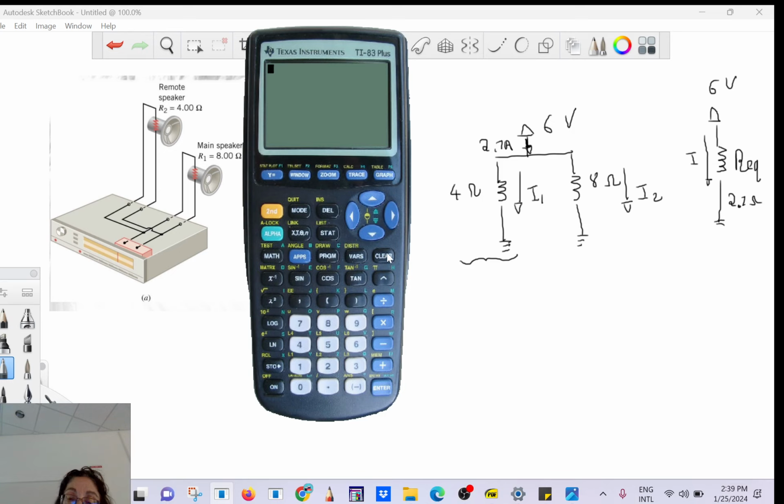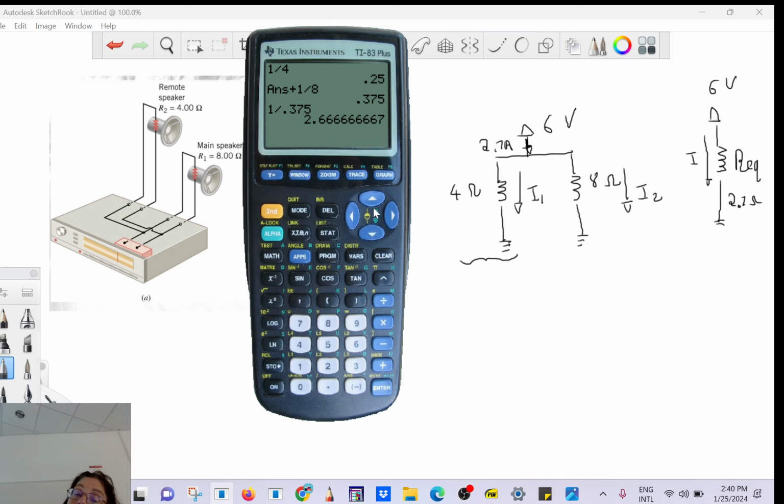So you have two resistances here, 4 and 8. So you do 4 to the minus 1. Okay, if you don't have reciprocal, you do 1 divided by 4, enter, plus 1 divided by 8, enter, and then you do 1 divided by what you get, 0.375.